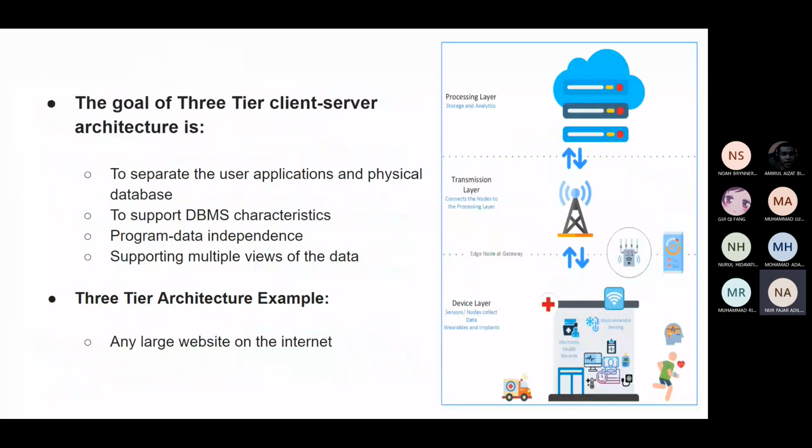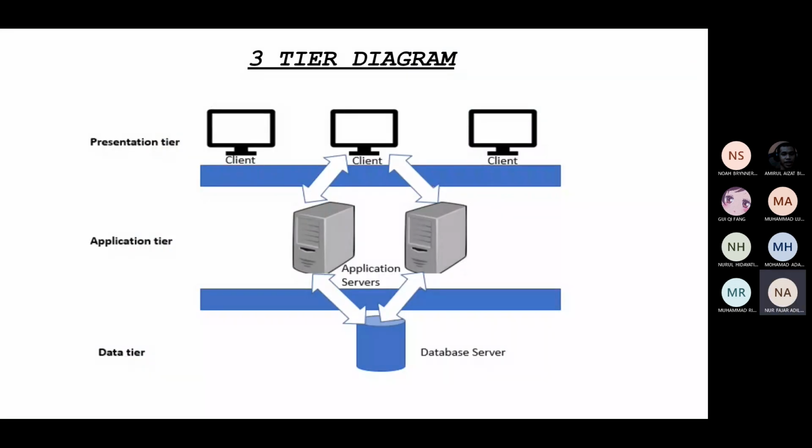This is the goal of three-tier client server architecture: to separate the user application and physical database, to support the DBMS characteristics, program data independence, and support multiple views of the data. Three-tier architecture example: any large website on the internet. This is the three-tier diagram.